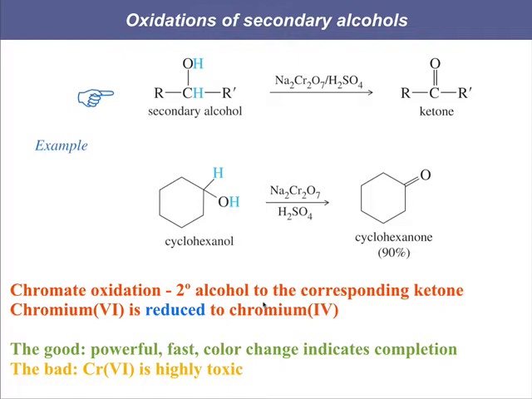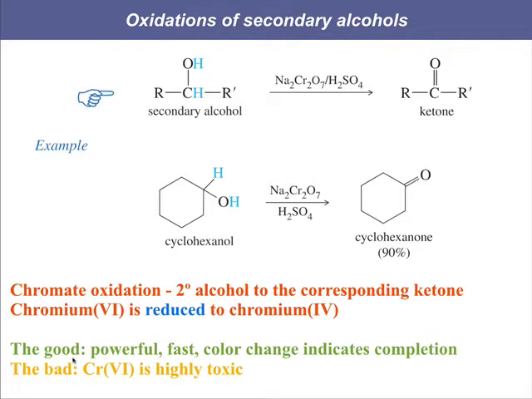Now, the good thing with sodium chromate is that it's a powerful, fast reaction. The reaction typically goes to high yields, meaning it goes to completion. There are minimal other byproducts around. There's also a color change that goes along with this. Chromium 6, if I recall, is bluish green, and chromium 4 is orange. So you see a color change occur when the reaction is done. That's kind of nice because it gives you a visual cue.